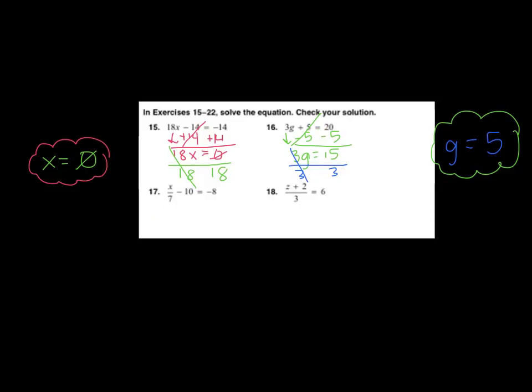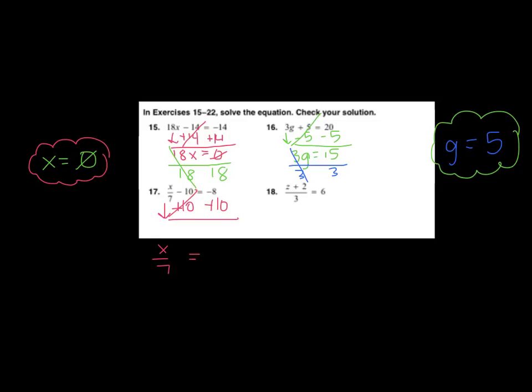Okay, so notice 17 and 18 are very similar. They have some division, which you guys see, those are written as fractions. Remember, a fraction is just a division problem. But when you look at these problems, like for number 17, this looks very similar to what we were just doing. So you see that minus 10, and you know you need to get it to the other side away from x. So that's where I'm going to start. The opposite of negative 10 would be positive 10, so I'm going to add 10 to both sides. And I'm going to bring down my x over 7.